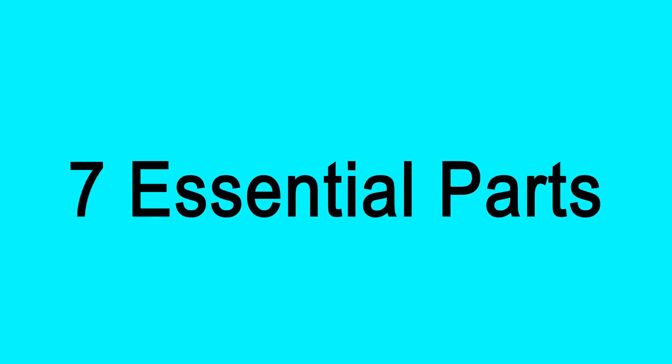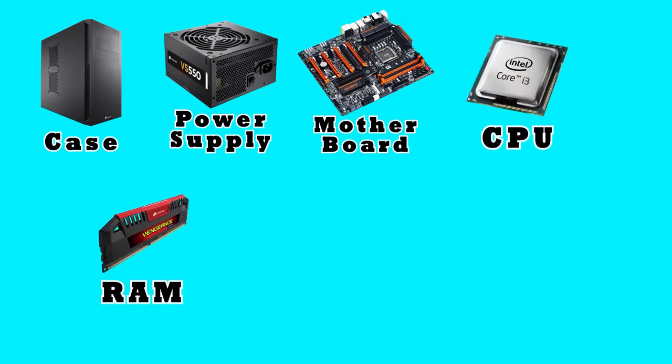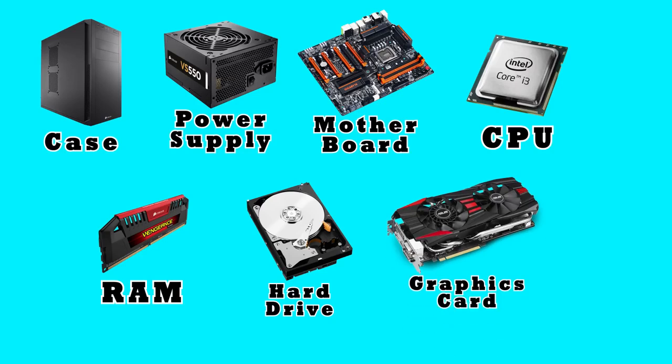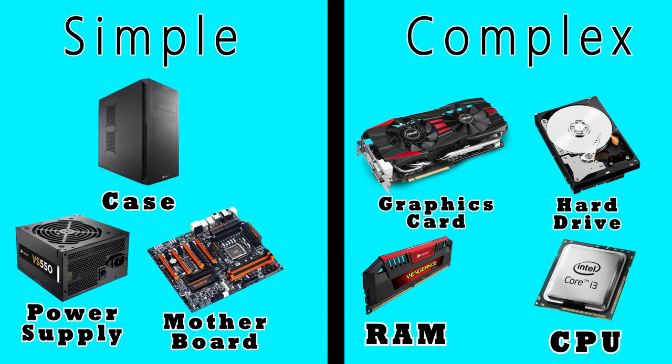A typical desktop computer comes down to these 7 essential parts: case, power supply, motherboard, CPU, RAM, hard drive, and graphics cards. These are the fundamental parts of any desktop computer. It may seem daunting at first, so let's separate these into 2 categories: simple ones and the more complex ones. For starters, let's look at the case.